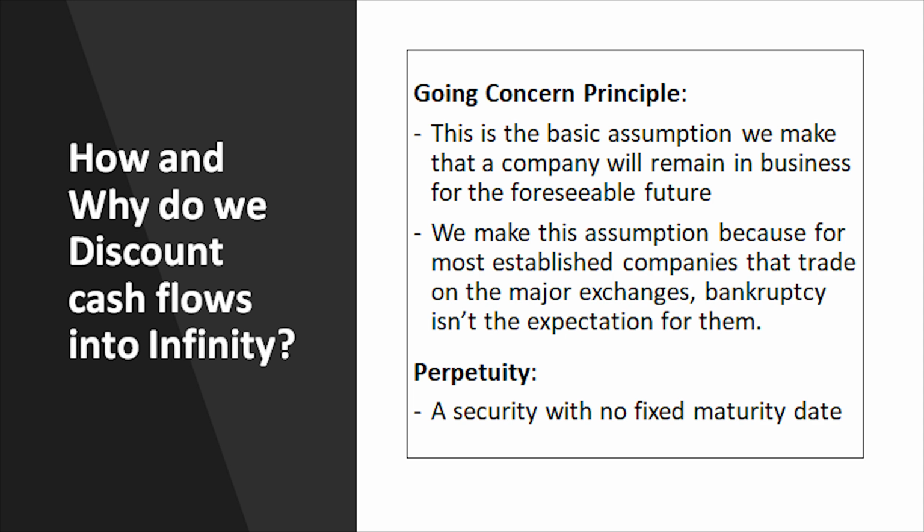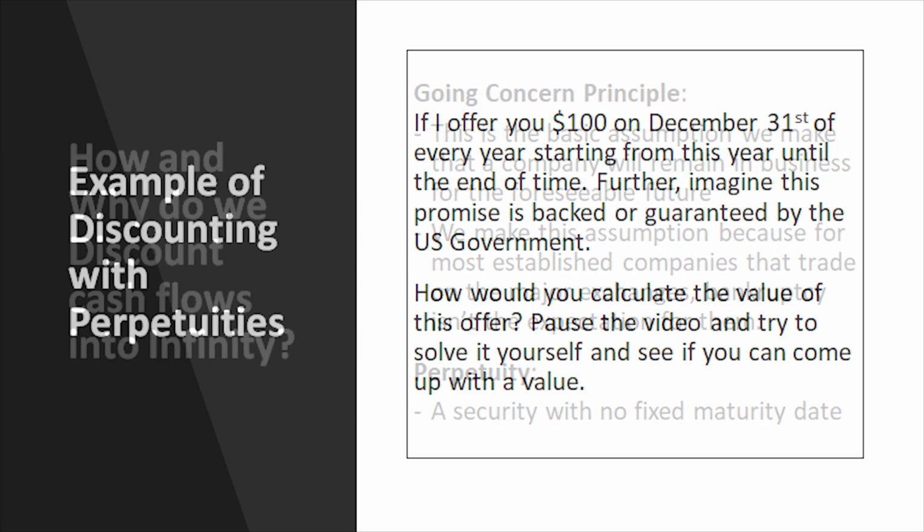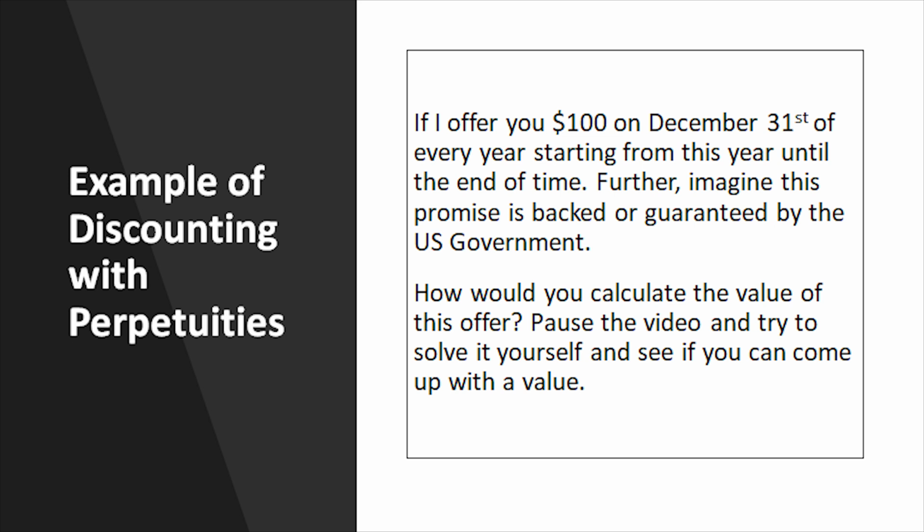I will explain this concept using a simple example. If I offer you $100 every year on December 31st, from this year until the end of time, and this promise is backed by the US government, how would you calculate the value of this offer? I'll give some math lovers an opportunity to guess the value of the offer right now, so pause the video and see if you can figure it out. Ready? So that was just a joke. Surprisingly, you don't need to be mathematically inclined at all to use this formula.